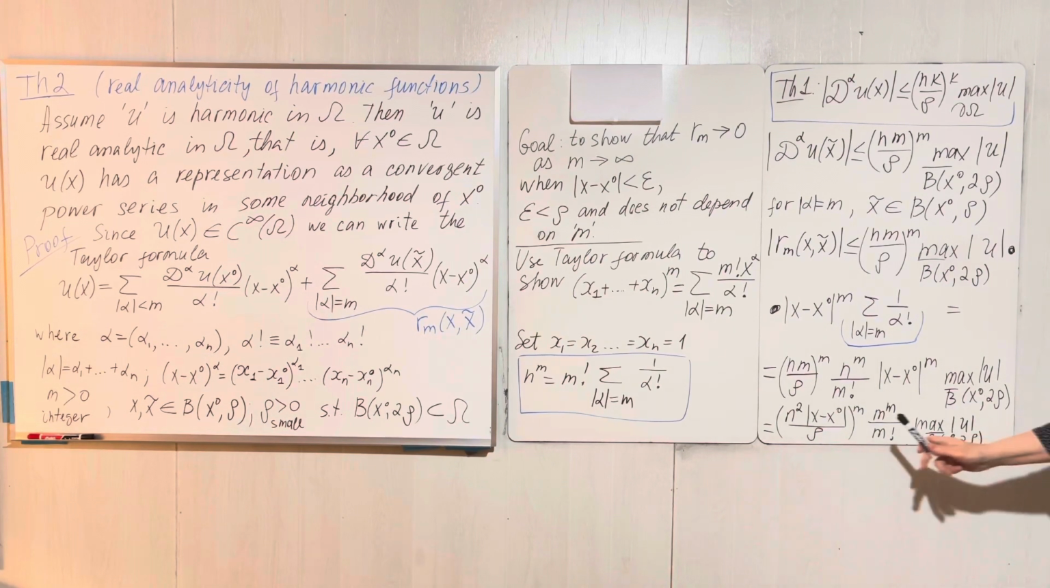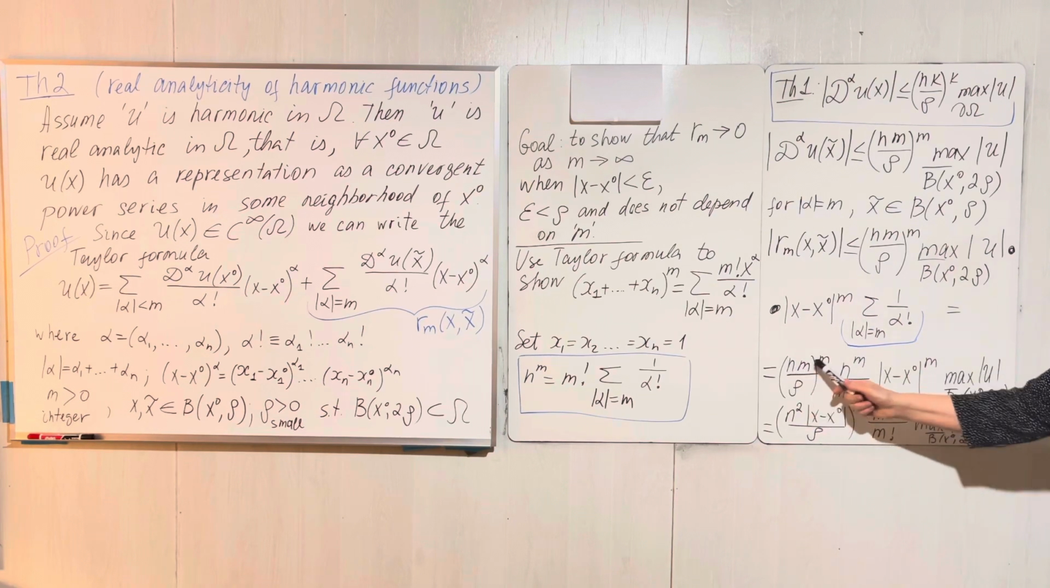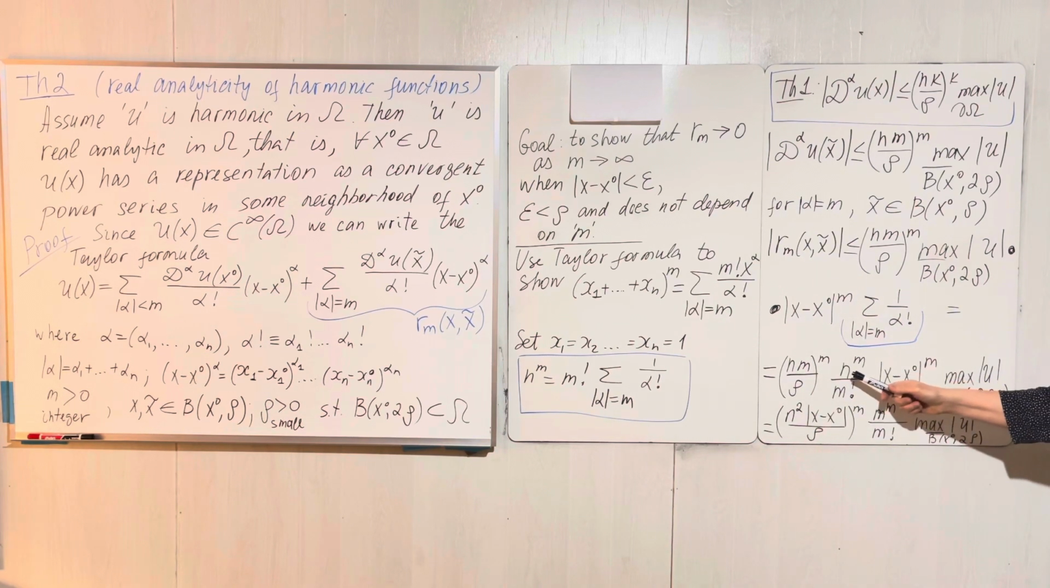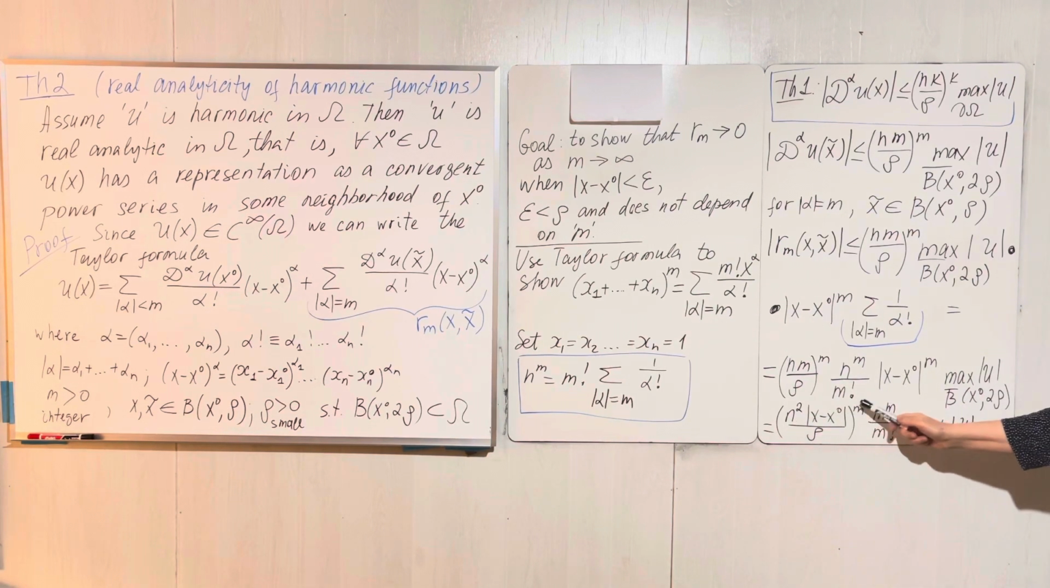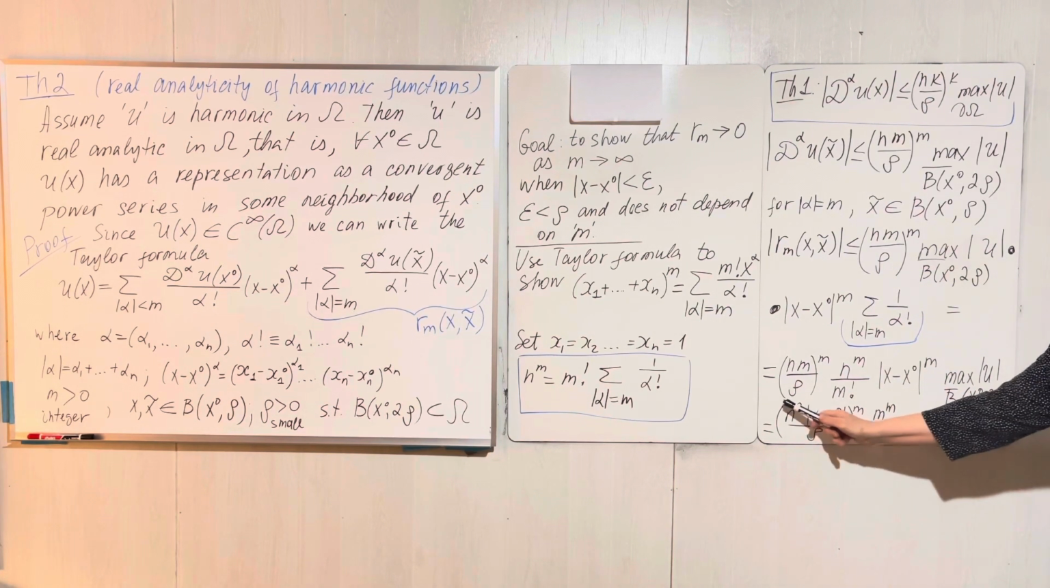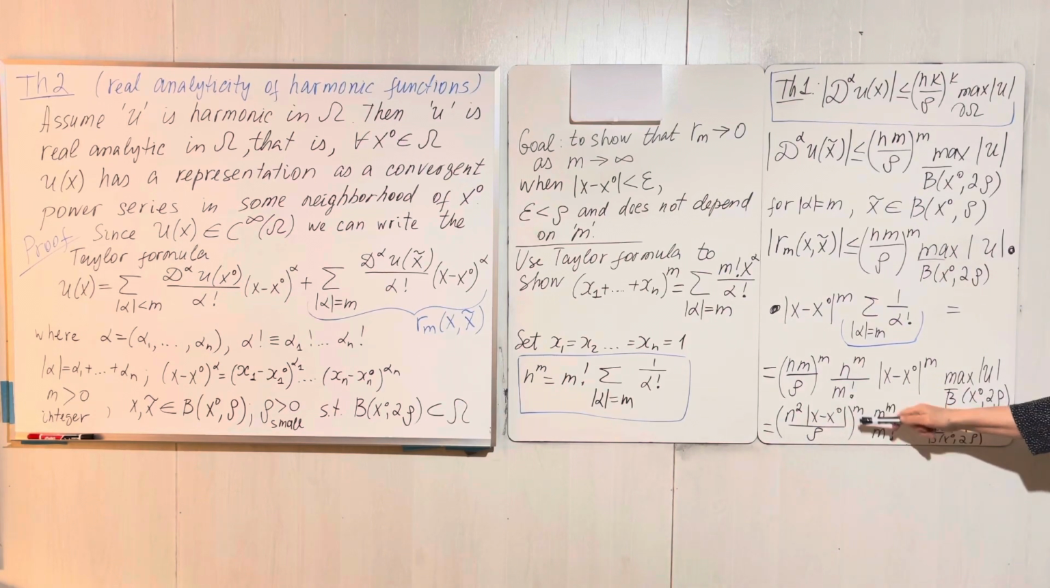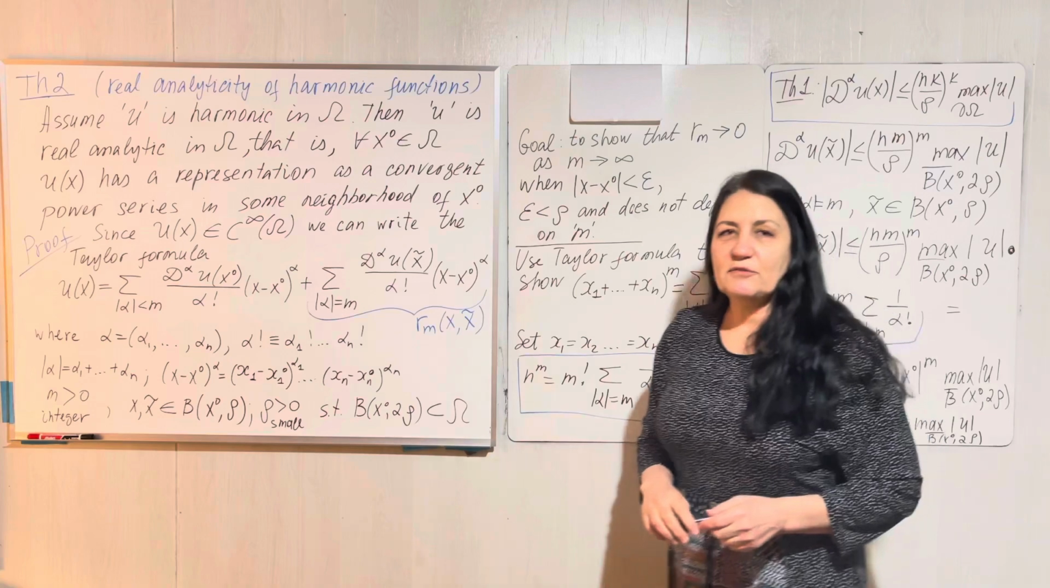And then we can rewrite this slightly differently. So here we have m to the m, and here we have m to the m. So it will be m to the 2m, so I put here n squared, and m here, then x minus x naught I also put here. So this whole thing would be to the power m, and I just wrote separately m to the power m and m factorial, because I'm going to use a Stirling formula to simplify it further.